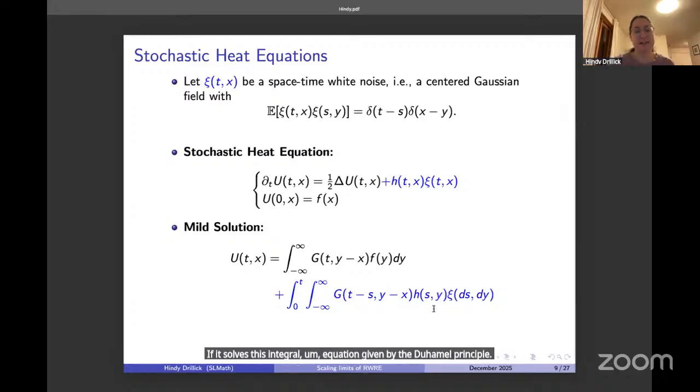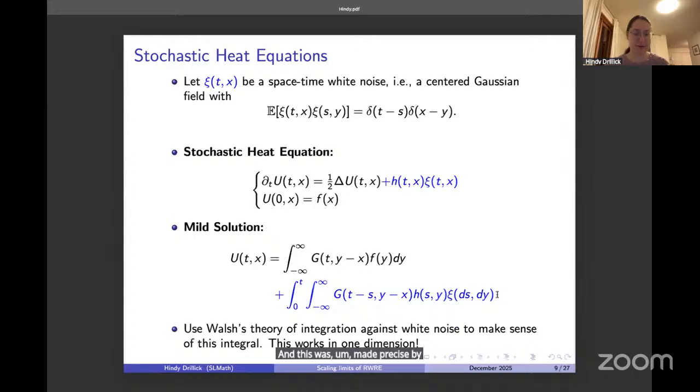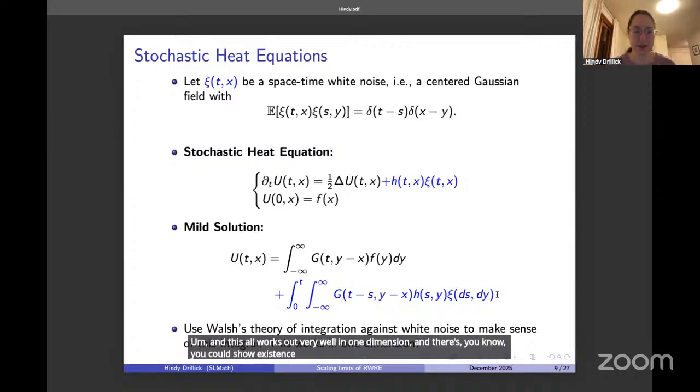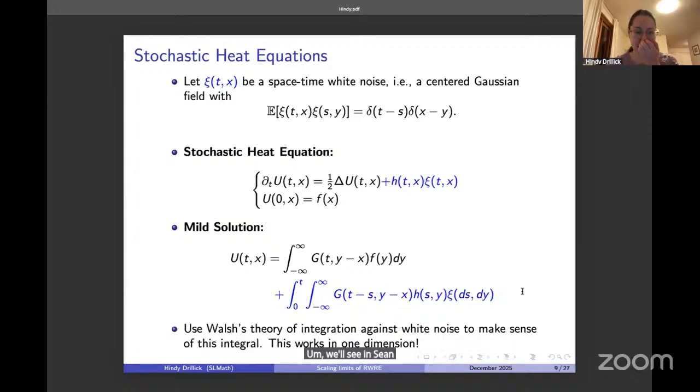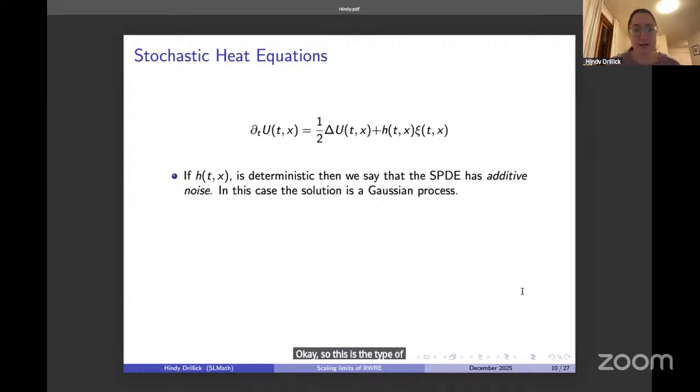Now, of course, to make sense of this, we do need a notion of a stochastic integral against the space-time white noise, and this was made precise by Walsh's theory of integration against space-time white noise. And this all works out very well in one dimension, and you could show existence and uniqueness of the solution under reasonable assumptions on h and f. We'll see in Shalin's talk that things get a bit more complicated when you try to do this in higher dimensions. Okay, so this is the type of SPDE that we're working with.